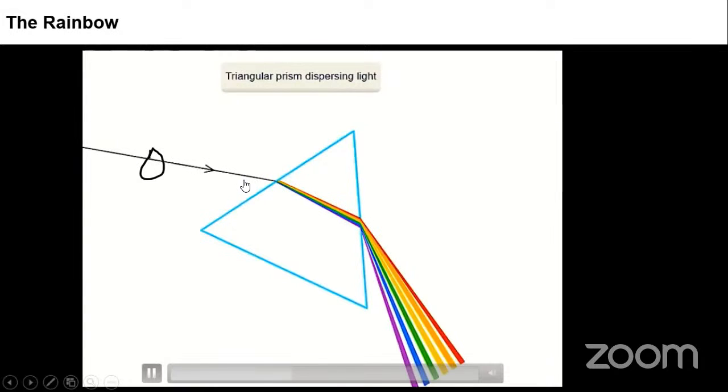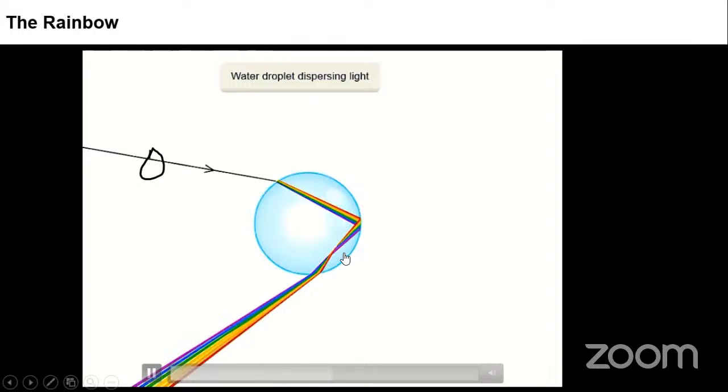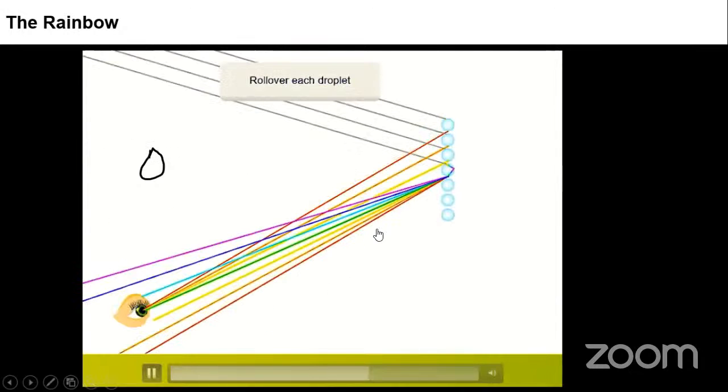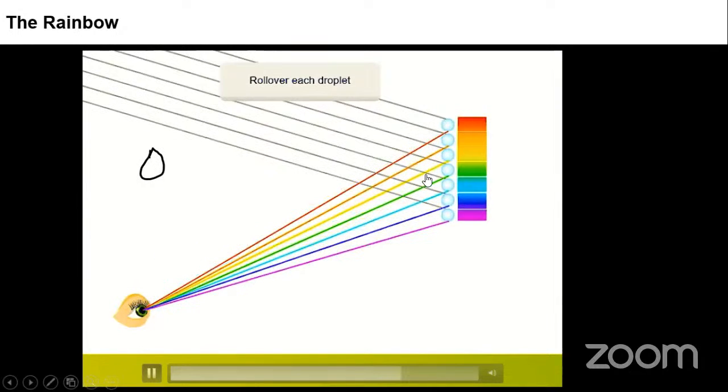When the white light from the sun enters this triangular prism, it shows dispersion into 7 colors like this. And when it is entering our eyes, the dispersion due to various water droplets will enter our eyes like this. And this will show us a rainbow. Okay. I hope it's clear now.